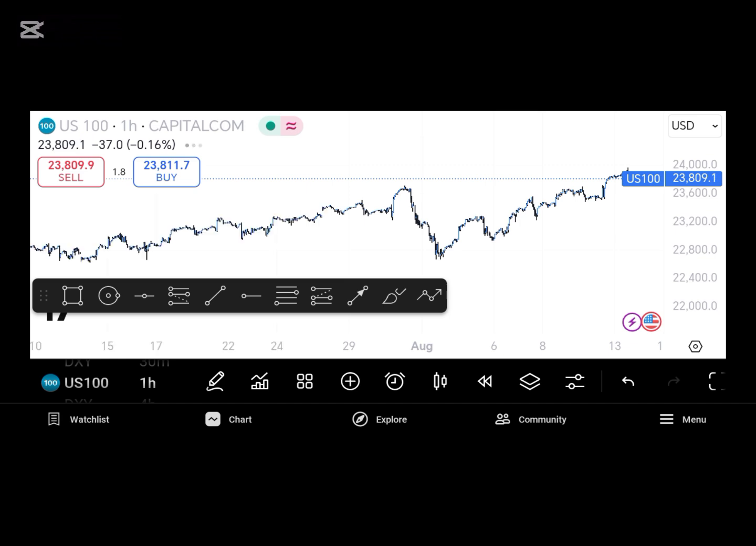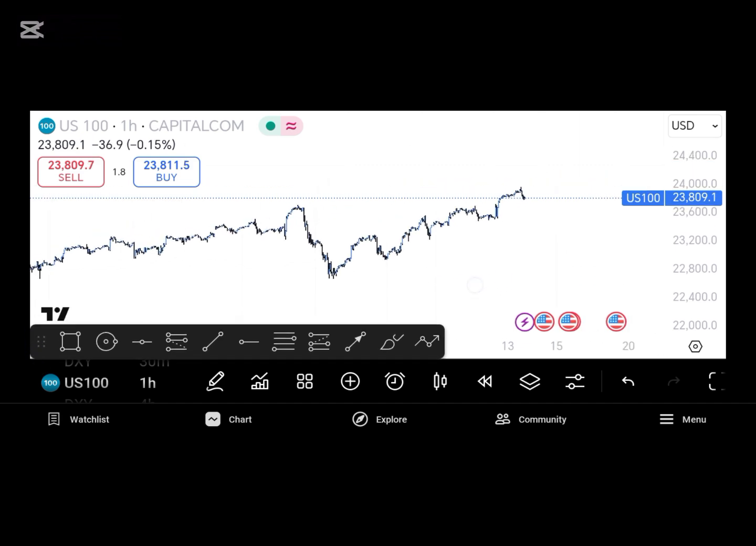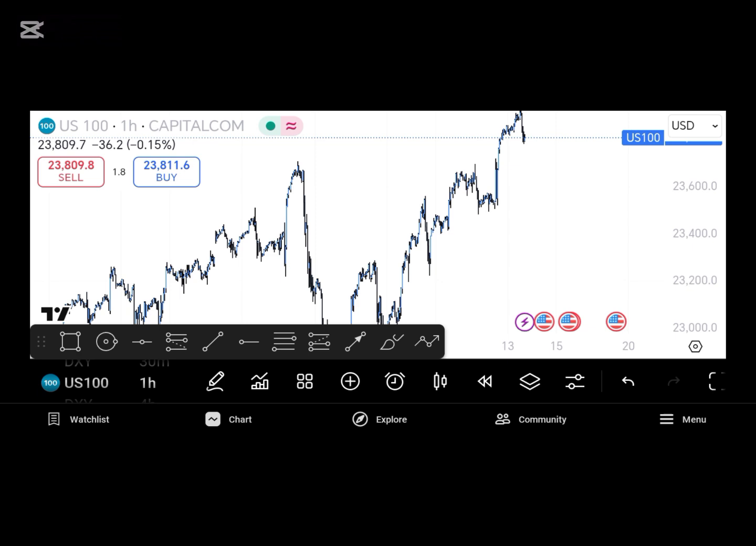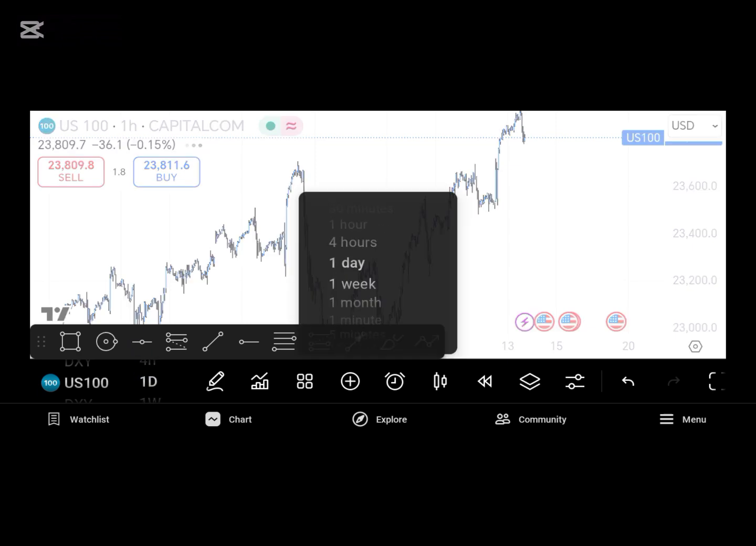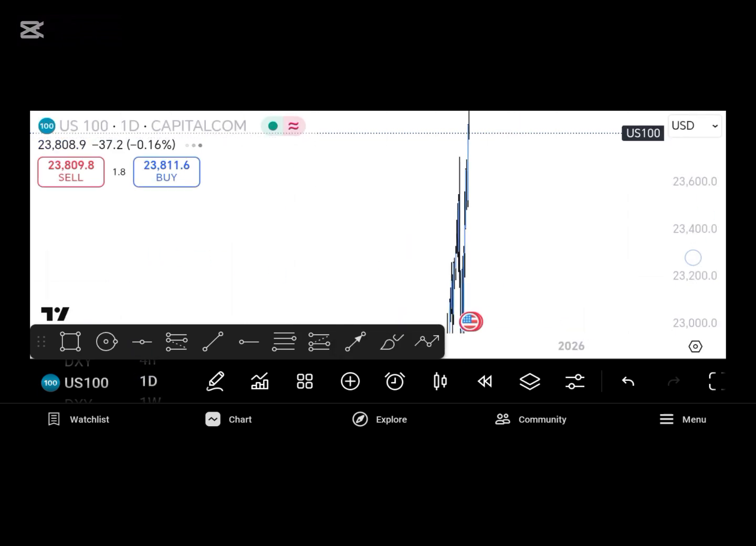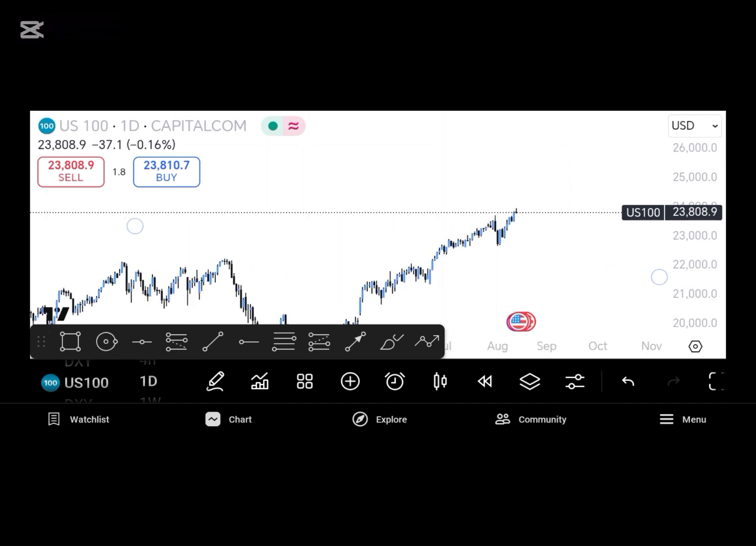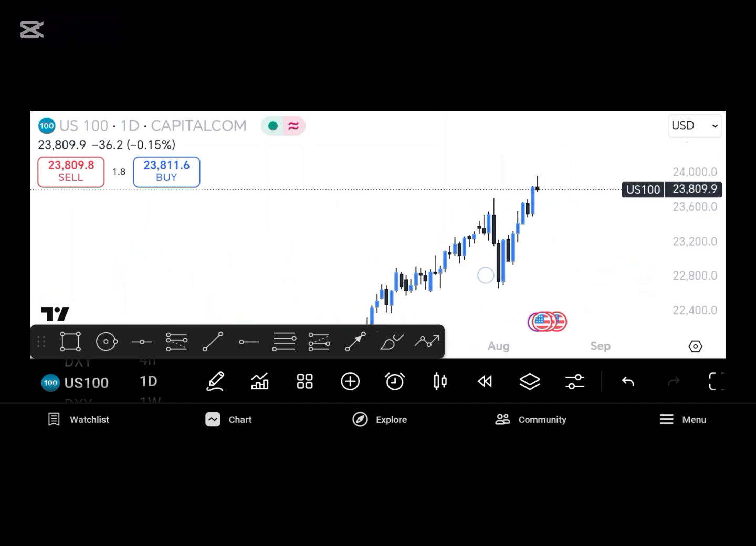Let's go. And I'm back with another one. But this time I'm on Nasdaq. Gold has been giving some troubles, has been consolidating lately. So I just decided to open up my Nasdaq chart just to see what's going on.